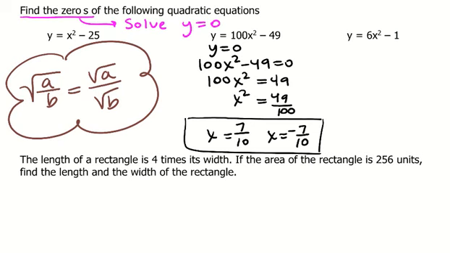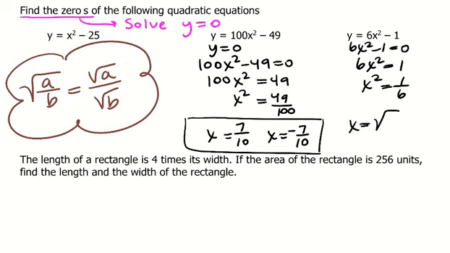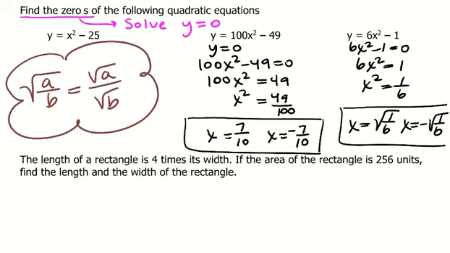And in this one on the right, I'm going to, again, solve y equals 0, but I'm just going to kind of go straight to 6x squared minus 1 equals 0. Okay, once I get x squared equals 1/6, I'll say x equals, well, I don't know the square root of 6, so I'll just say the square root of 1/6 or the negative square root of 1/6. And we can just leave it like that in this course.